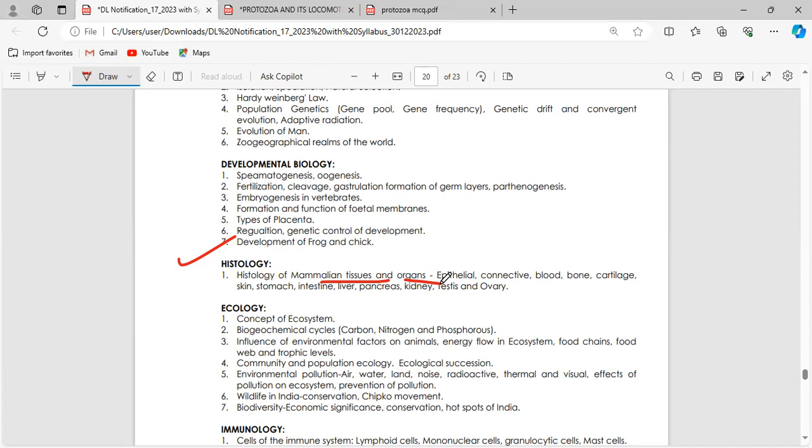You have to know, for example, how many different types of epithelial tissue there are. Epithelial tissue is there, connective tissue is there, and many other tissues, majorly three types. In epithelial tissue, what are the types? Squamous, cuboidal, columnar epithelial tissue. Which organs comprise squamous epithelial tissue? Which organs comprise cuboidal and columnar epithelial tissue? All these things are very, very important.